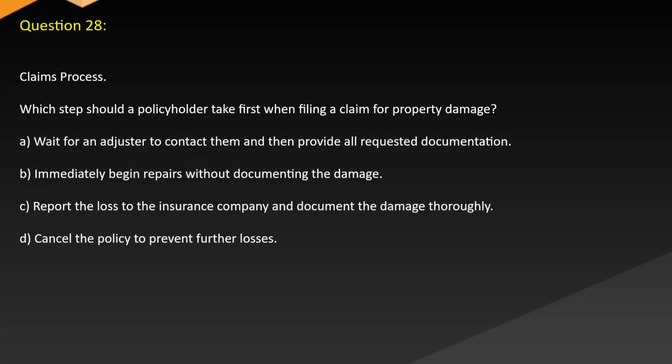Question 28. Claims process. Which steps should a policyholder take first when filing a claim for property damage? A. Wait for an adjuster to contact them and then provide all requested documentation. B. Immediately begin repairs without documenting the damage. C. Report the loss to the insurance company and document the damage thoroughly. D. Cancel the policy to prevent further losses.